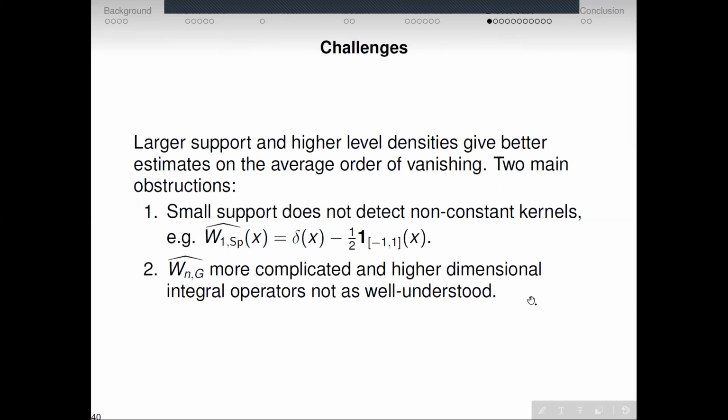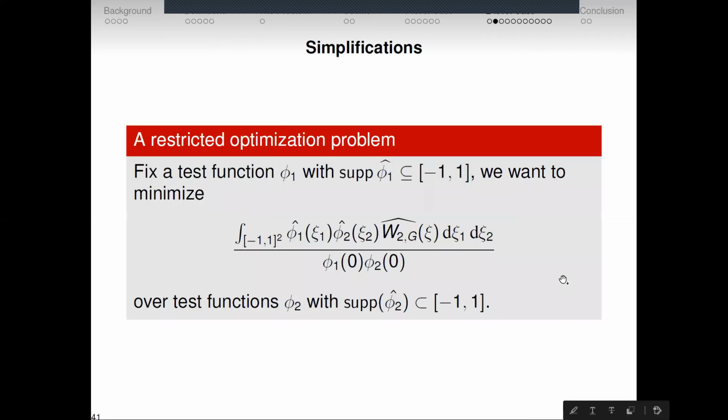Speaking of complicated, the n-level densities, higher level densities, they tend to be much more complicated as seen earlier, because you have the Katz-Sarnak determinants, which, as some of you might know, calculating determinants is very, very complicated. And moreover, higher dimensional integral operators are not as well understood as single variable integral operators. And so to deal with this, what we deal with is a restricted optimization problem.